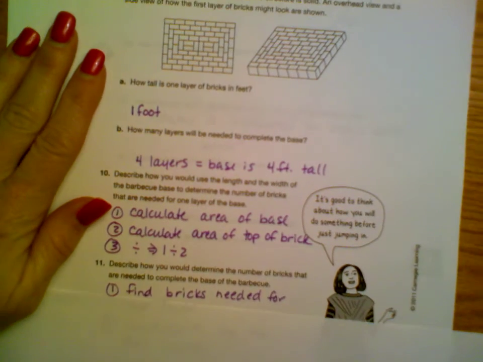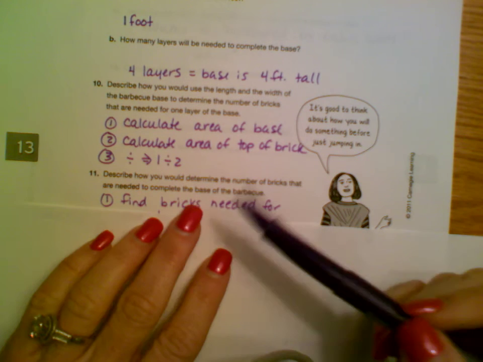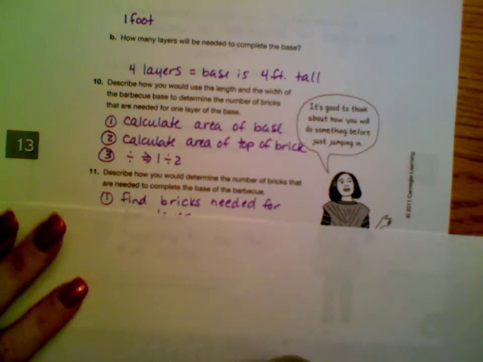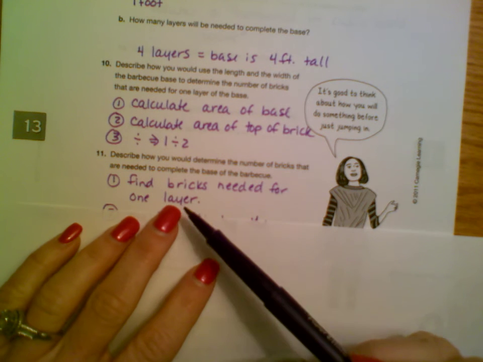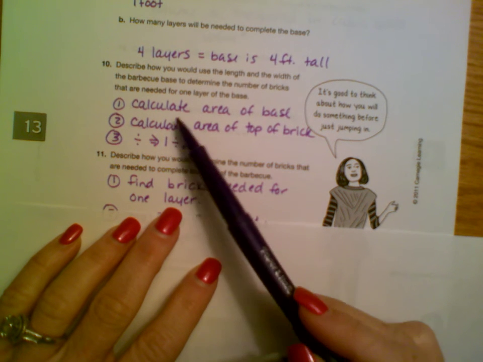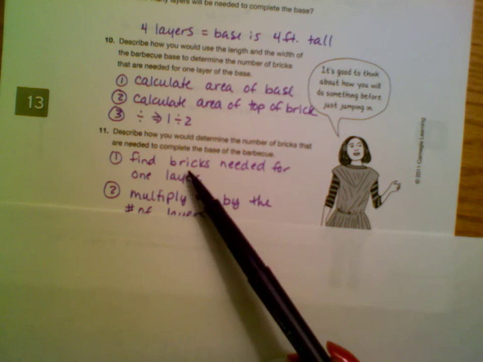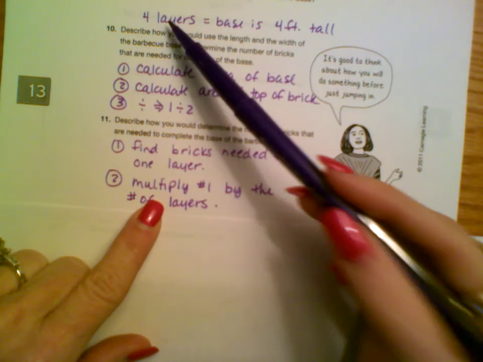Okay, so now they want me to describe how we would determine the number of bricks that are needed to complete the base of the barbecue. So if I'm talking about all of that, I need to find then the number of bricks that are needed for one layer, which is what we would have found up here. And if I know that amount, I can multiply this answer by the number of layers. And we already said there needs to be 4 layers.